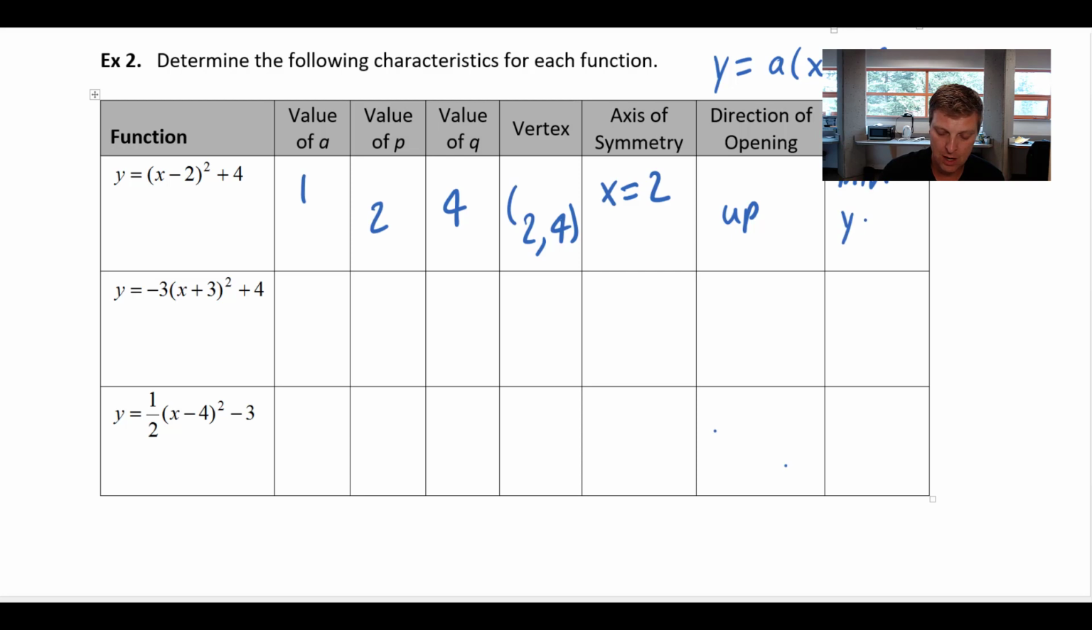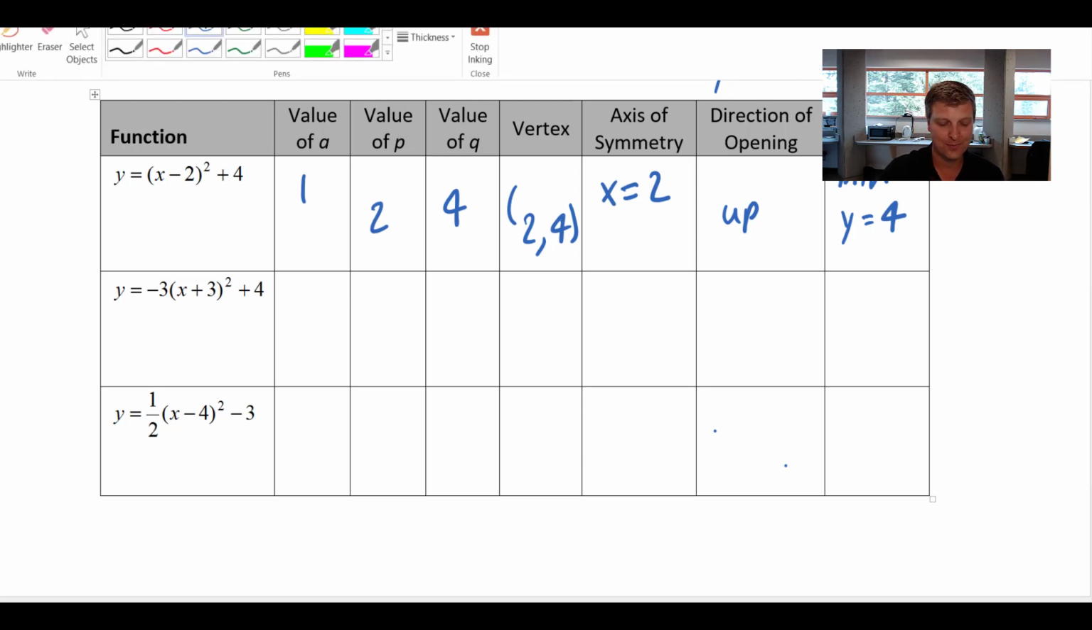The minimum is going to happen at y equal to 4. Okay, so again, this would be a great opportunity for you to hit pause on the video and see if you can do the next section, and then let me catch up with you in a second.